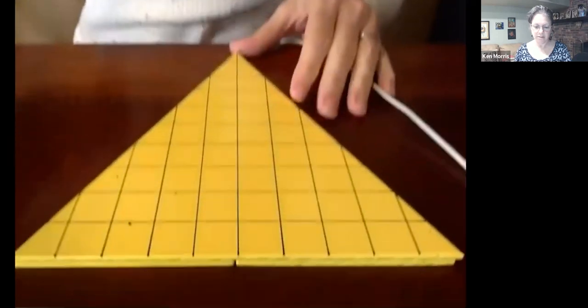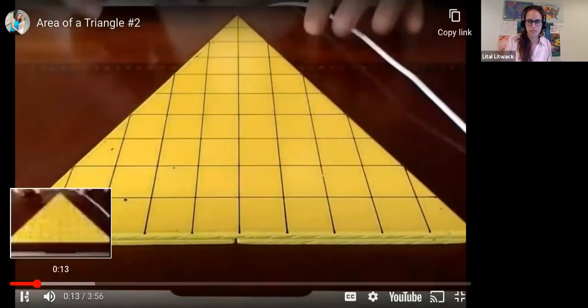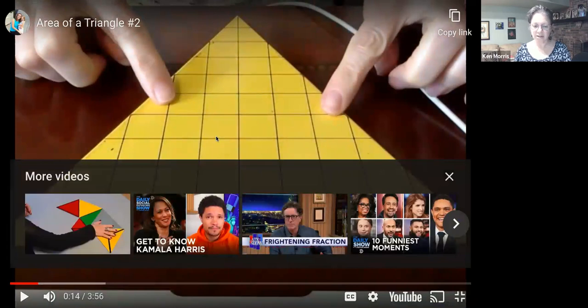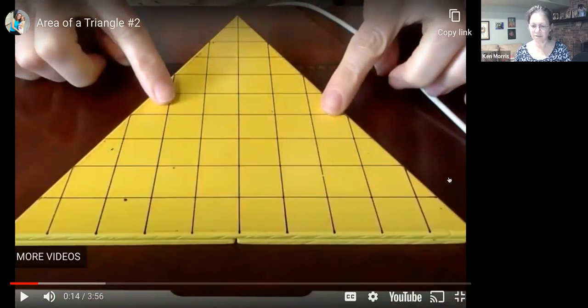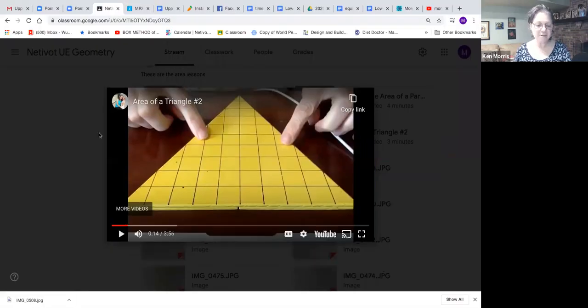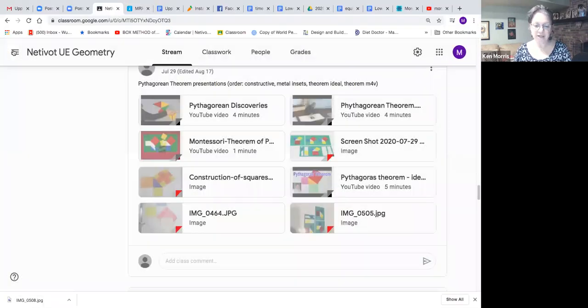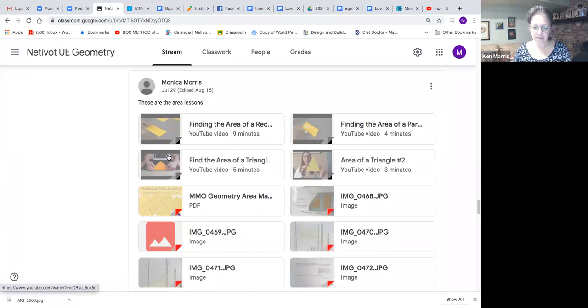Okay, so I'm going to stop this because she's still working on the acute triangle, and we saw all 3 formulas. So that's fine. So I don't think I have videos for the other area formula for the isosceles triangle and the right triangle, but I think you get the idea.